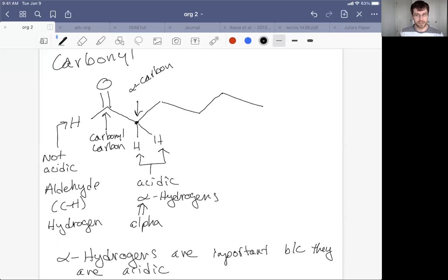We have a carbonyl. Next door is the alpha position. In fact, that's where the alpha comes from in alpha amino acids. We put the nitrogen alpha to the carboxylic acid, which is also itself a carbonyl. Okay, we can actually continue down.